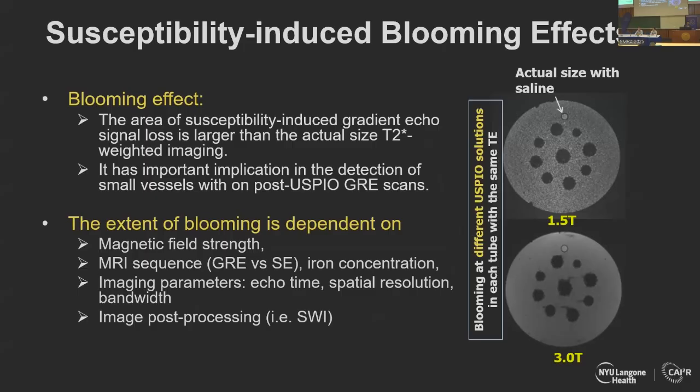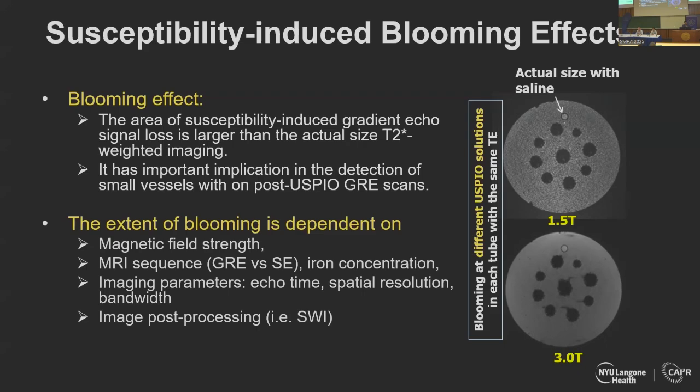One of the key imaging concepts, as I mentioned, is the blooming effect. This is a phantom study with 10 small tubes, one tube containing saline and nine tubes with different USPIO concentrations. These are gradient echo images acquired at 1.5T and 3T. We can clearly see the tubes with the USPIO solutions are much bigger than the tube with saline, indicating the blooming effect due to this iron contrast agent.